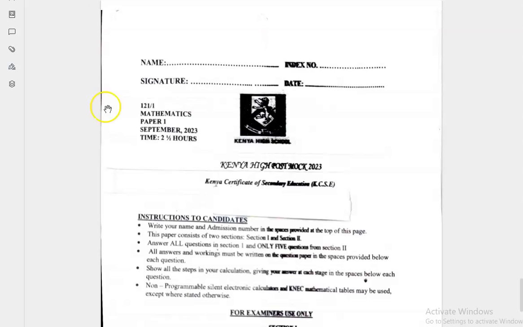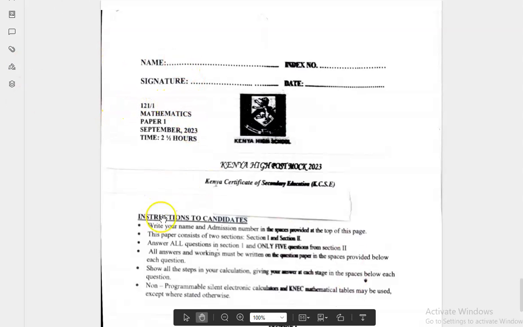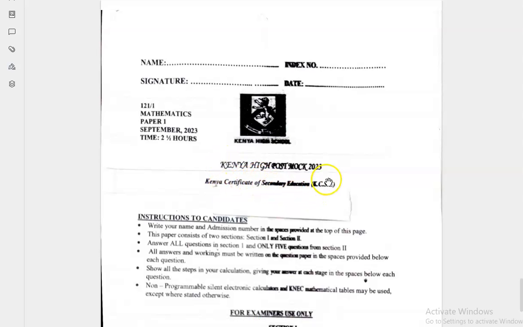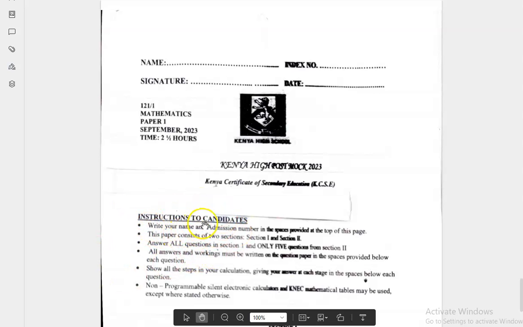So the first thing you will always have to do is to make sure you read the instructions very carefully and follow as instructed. The first thing that you are expected to do is to write your name in the space provided, and after which ensure that you read the sections. In some papers you are expected to answer all the questions. In some other papers you might be expected to make choices. So that's why instructions are very important.